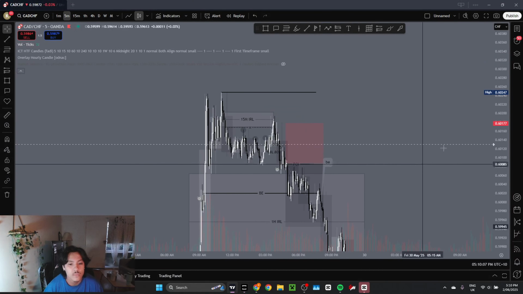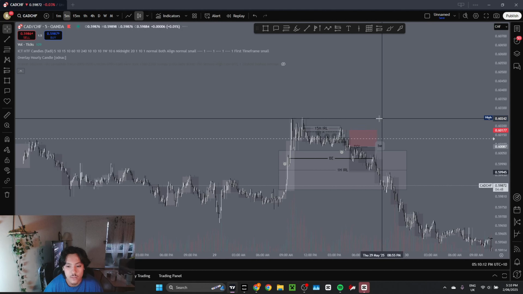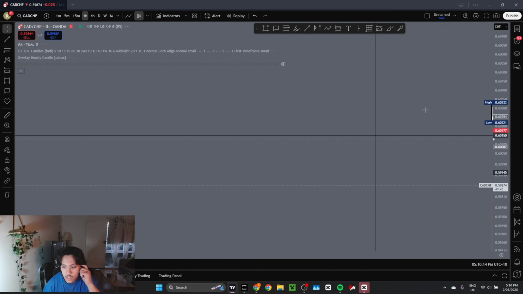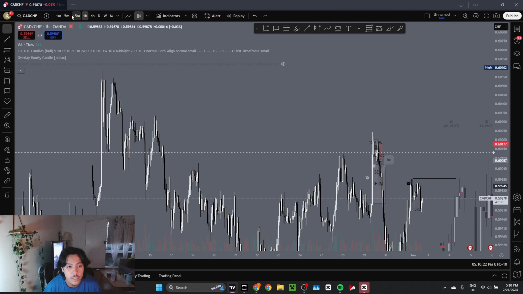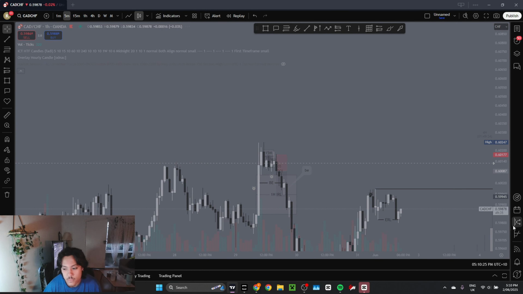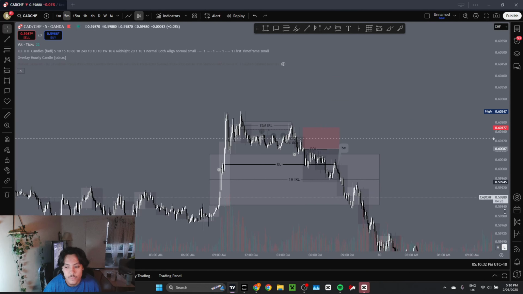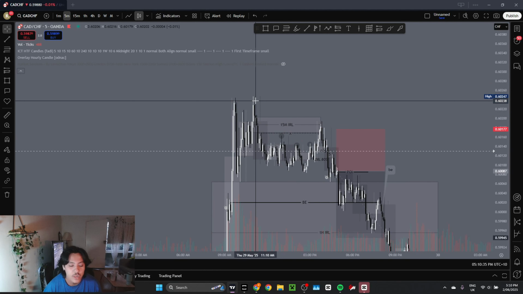So I could see that price was really high in the price range. It looks like we took out this high and hit the supply, but I could see on the higher time frame we made a double top, which is a good indication that price doesn't want to continue higher. I also saw that after price hit this area again, it rejected hard, making a double top, but also created a 15-minute internal range liquidity.